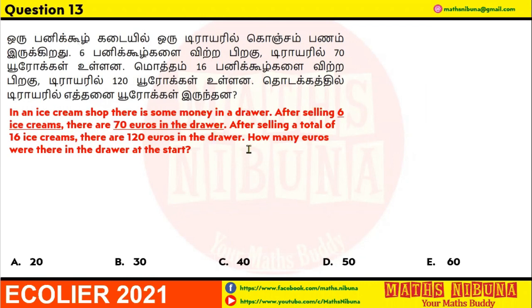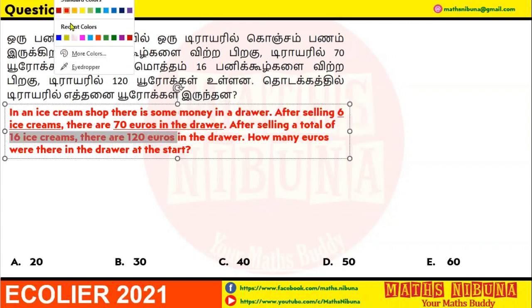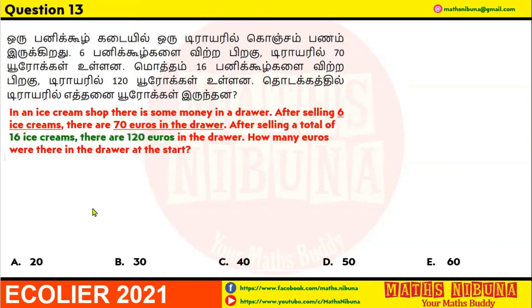After selling 6, he got 70 euros. After selling a total of 16 ice creams, he got 20 euros in the drawer. How many euros were there in the drawer at the start? They didn't tell us how much money was in the drawer before he started the business. But after selling 6, he got 70 euros. Maybe 70 euros includes the initial amount. And after selling a total of 16 ice creams, there are 20 euros in the drawer.